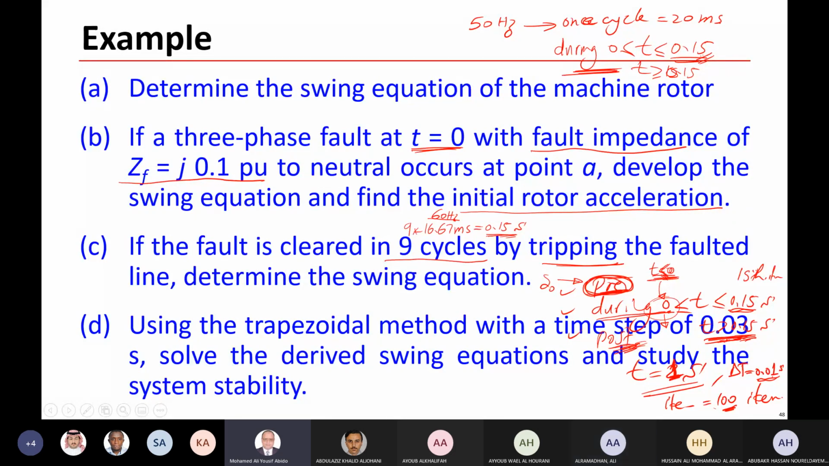And the number of iterations depends on the simulation time. Number of iterations equal to simulation time over the step size. So if you select the step size 0.01 second, in this case you will do 15 iterations. Okay.